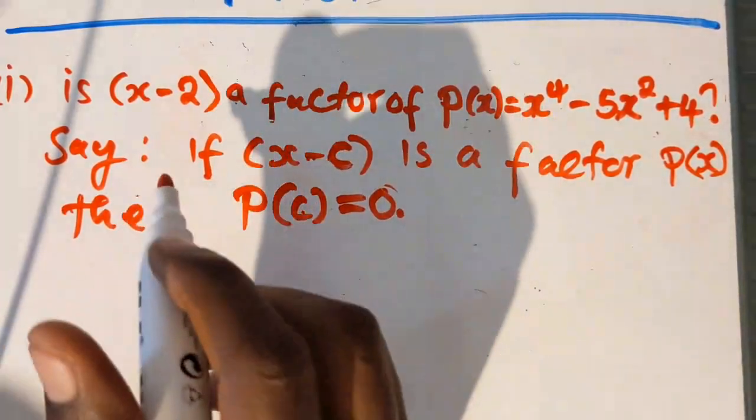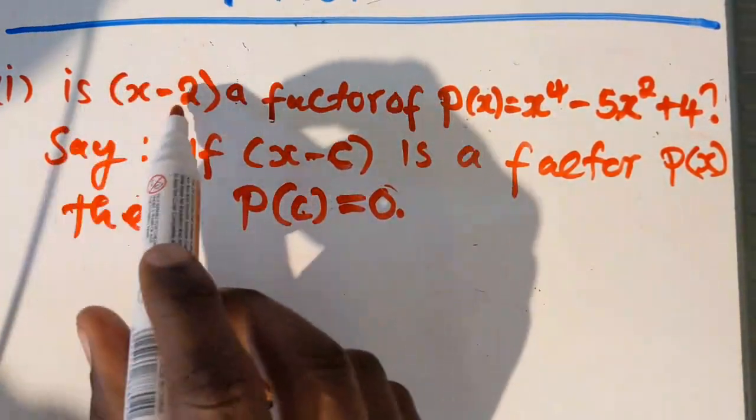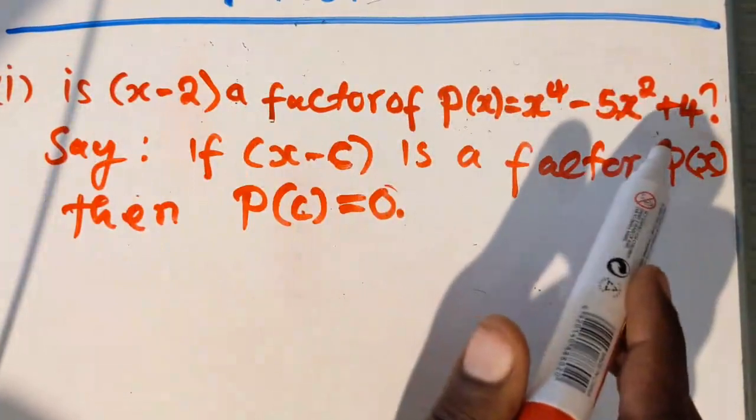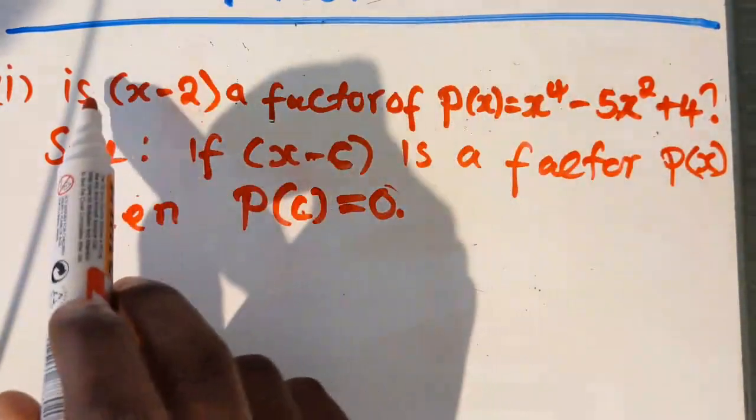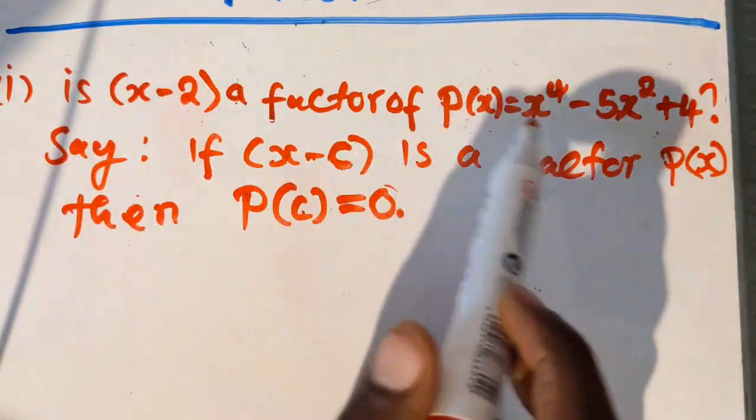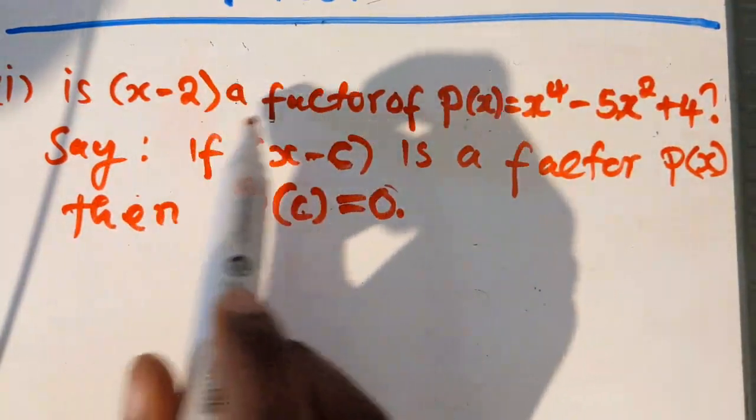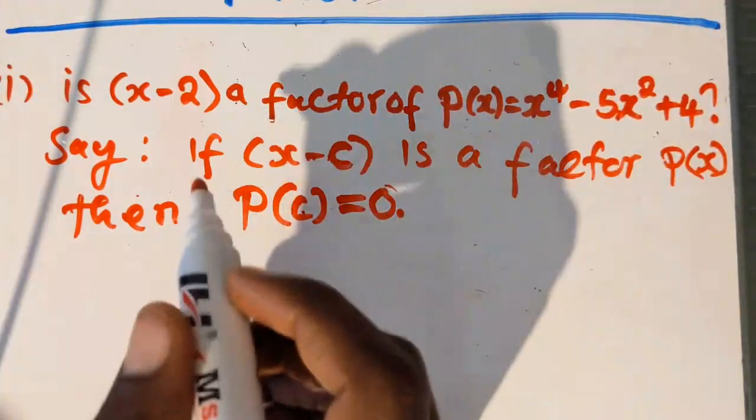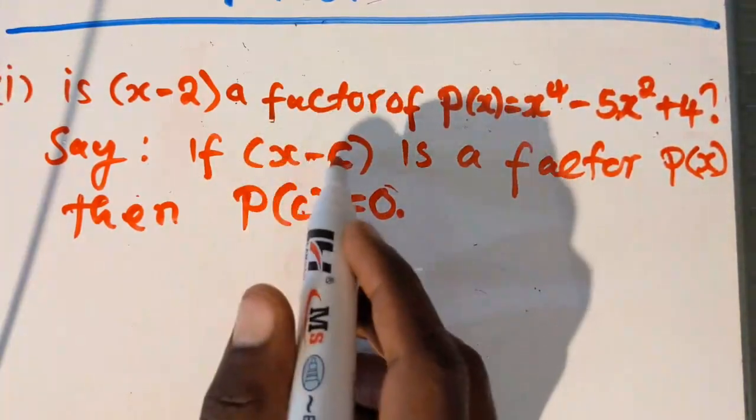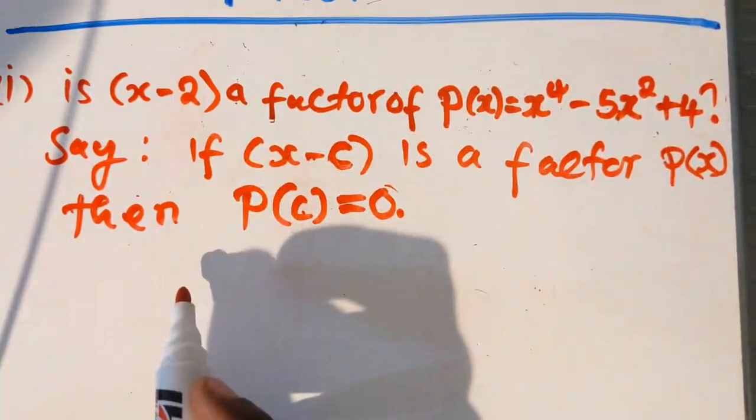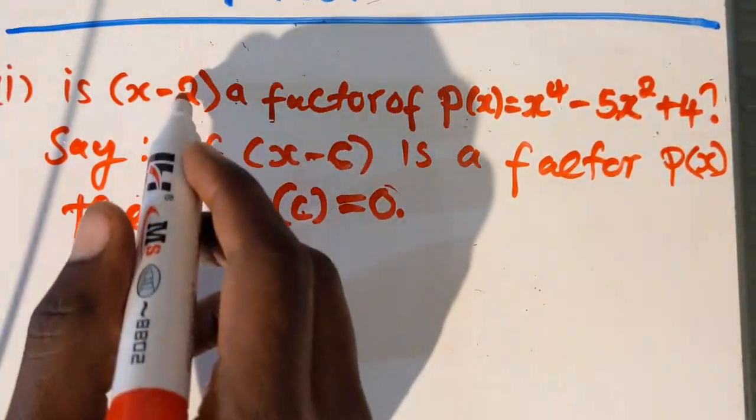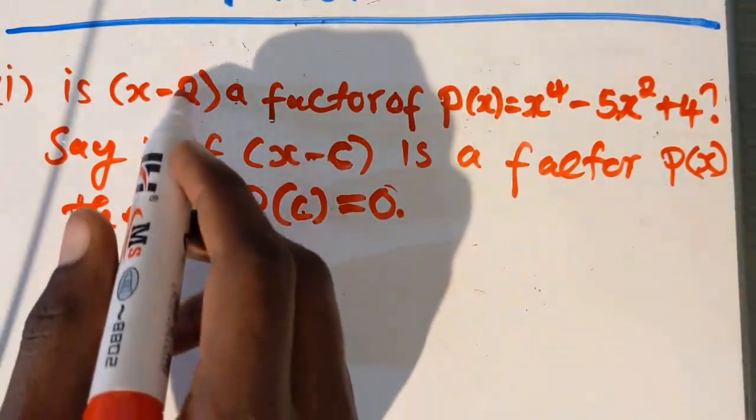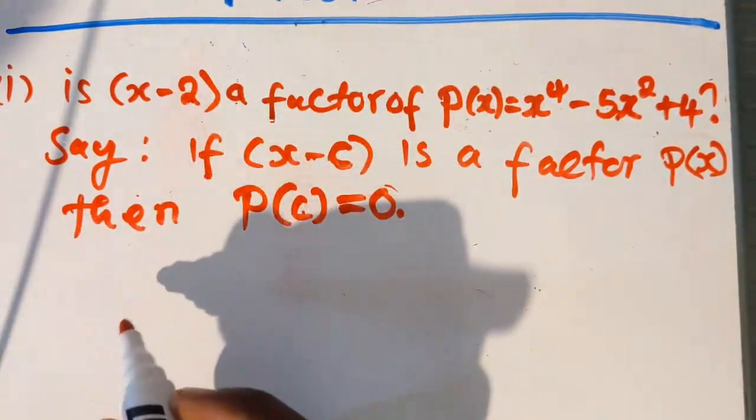So we are told to say, is this a factor of this polynomial? So we'll know that the remainder will be 0. What we are supposed to do is to find C. What is C? So in here, C is this number. We need to find this number, which is the value of x.